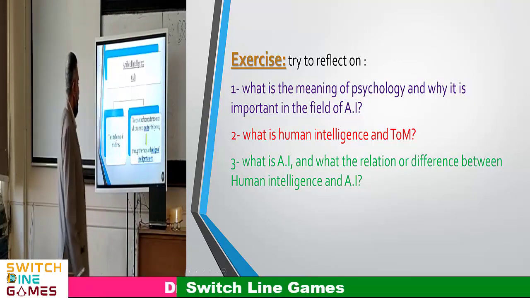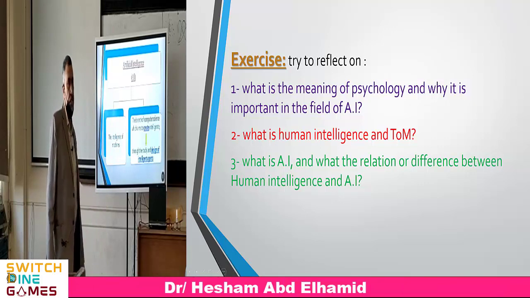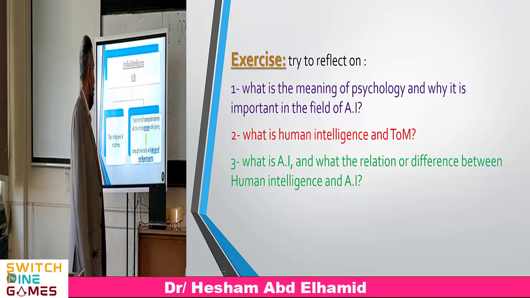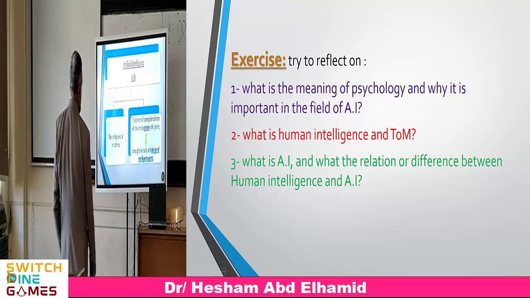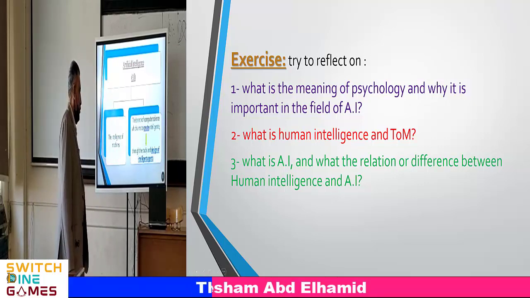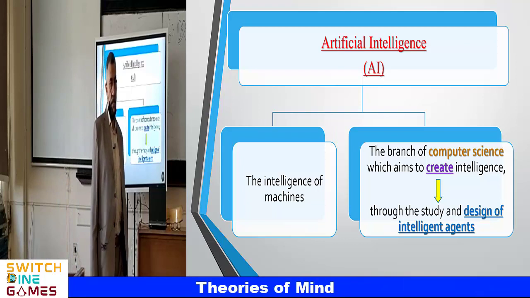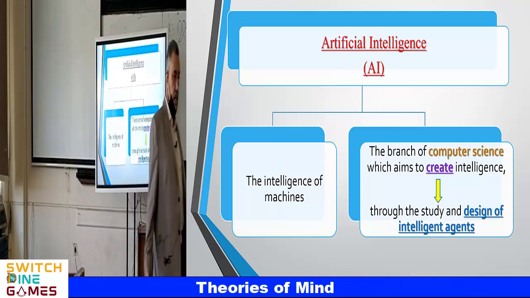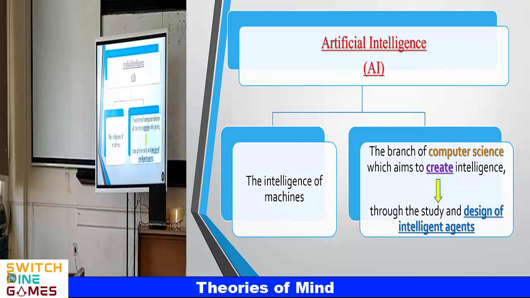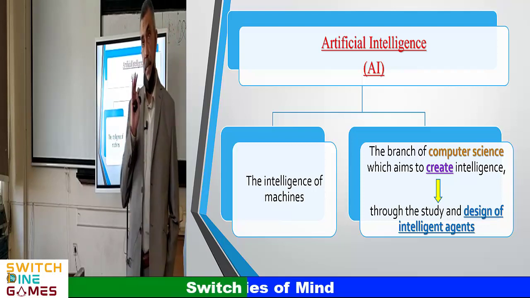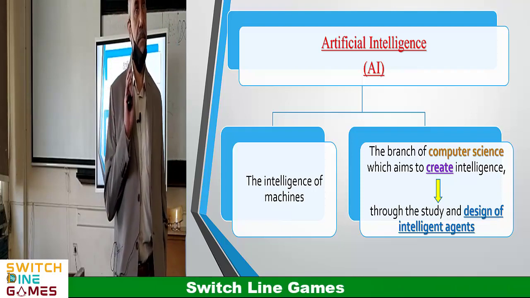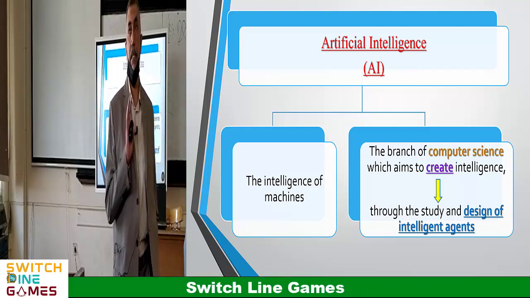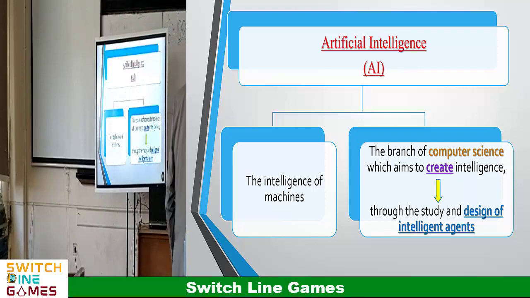Artificial intelligence is the intelligence of machine. It is a branch of computer science which aims to create intelligence through the study and the design of intelligent agents. So in AI, you are trying to make the machine think logically and act logically in a logical way. Make sense? Okay.